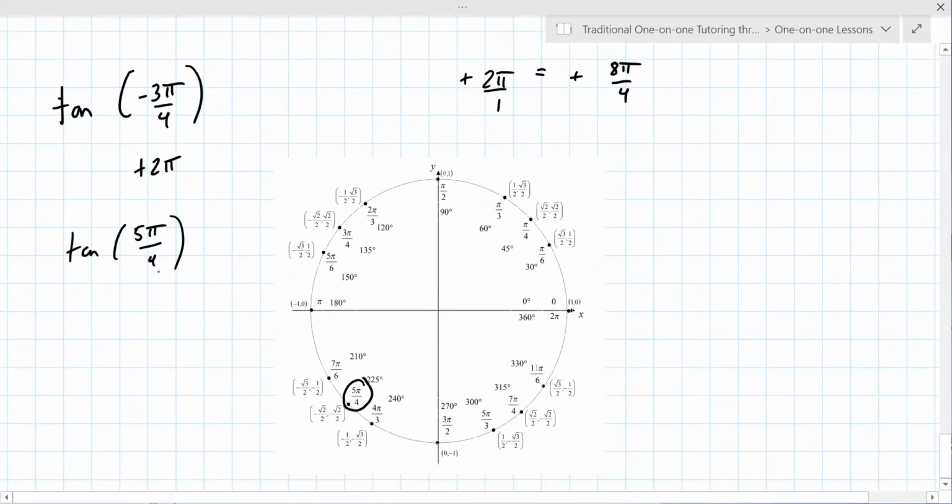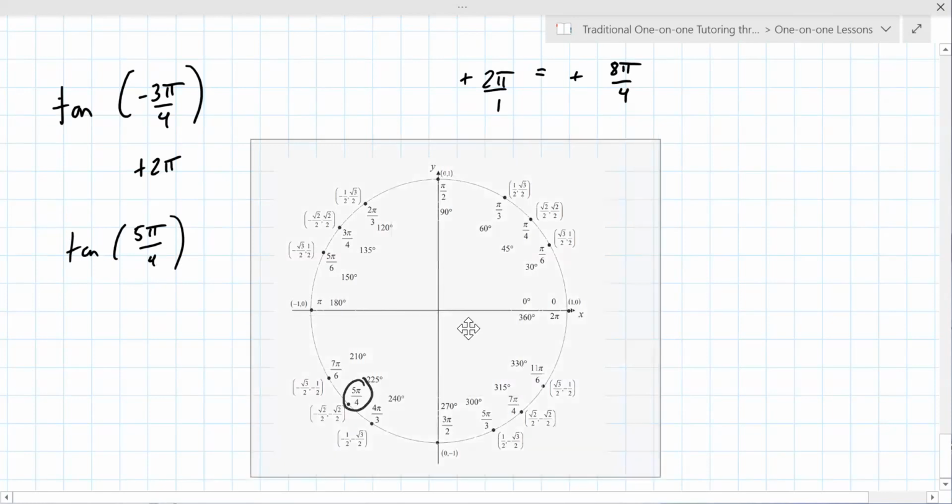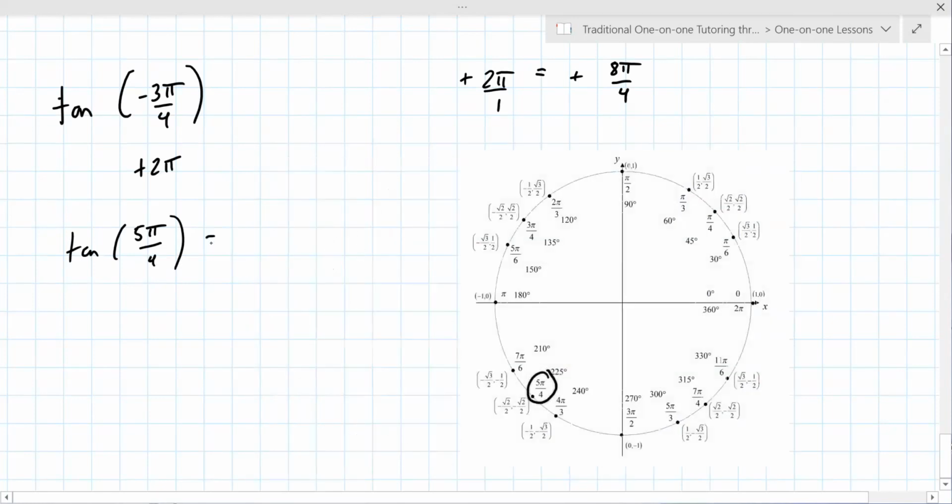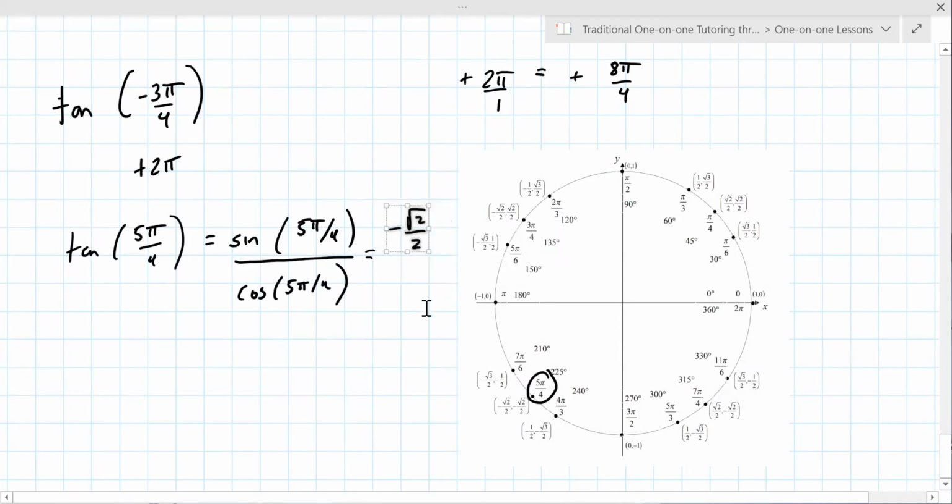Tangent is really sine over cosine, so it's sine of 5 pi over 4 over cosine of 5 pi over 4. Sine is the y value, and cosine is the x value, and both are minus square root of 2 over 2. So these are the same, so it just equals 1. There's nothing more to do there.